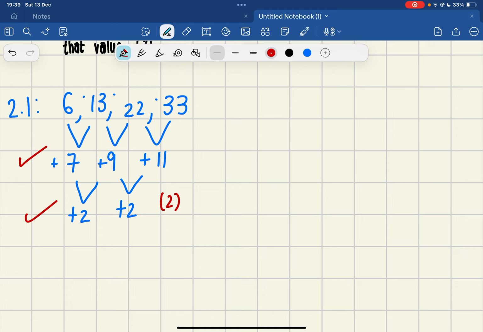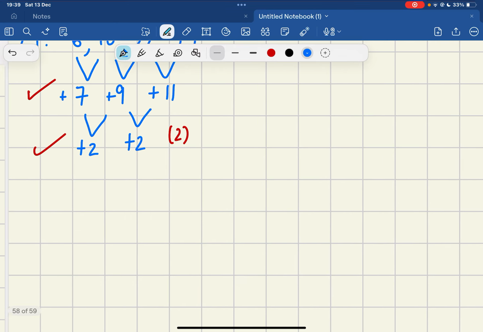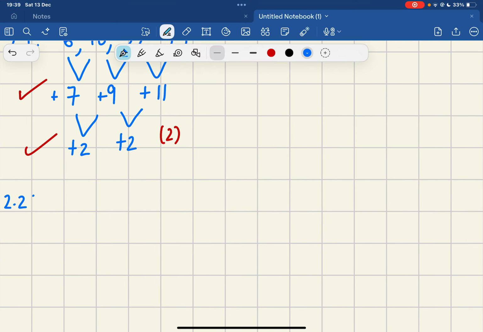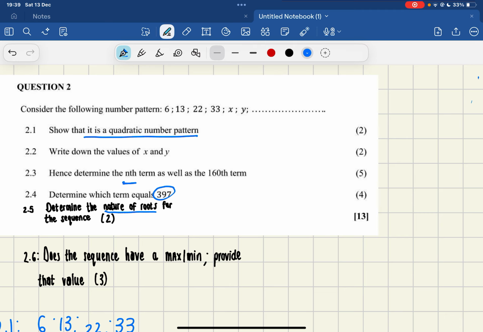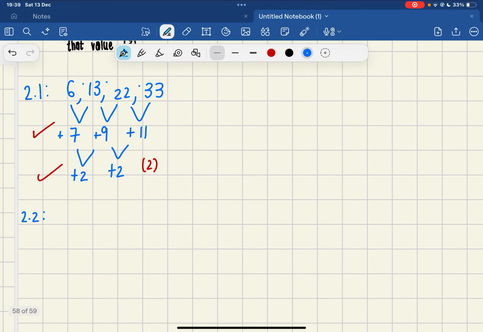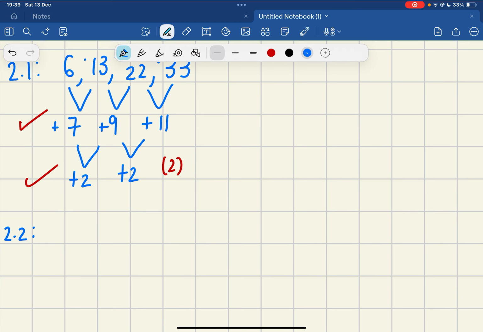2 marks, easy marks, I told you guys. Now, let's move on to question 2.2, boys and girls. Question 2.2 asks us to write down the values of x and y. It's 2 marks, so it should be easy. We shouldn't go the long way.